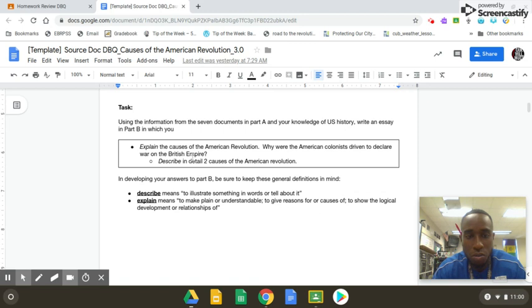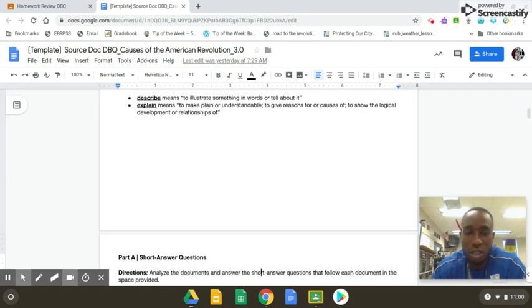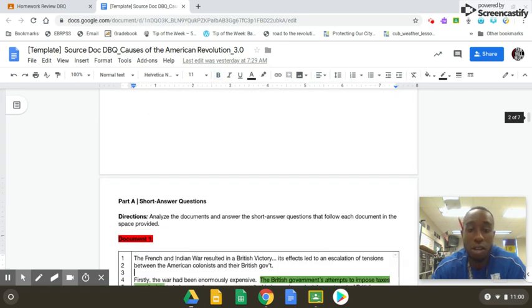Keywords that we need to know that'll be in a lot of the questions. Describe means to illustrate something in words or tell about it. Explain means to make plain or understandable, to give reasons for or causes of, to show the logical development of relationships. We've seen that before. We've defined that and used that in our questions in our QFT in class. So that should be familiar.